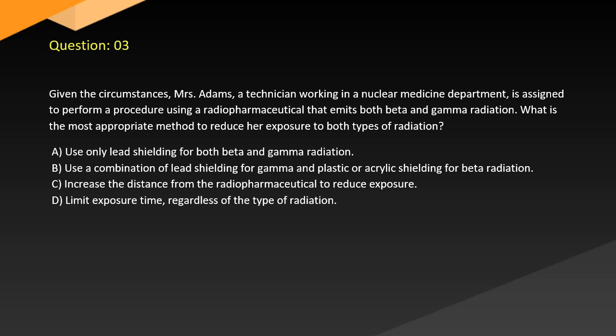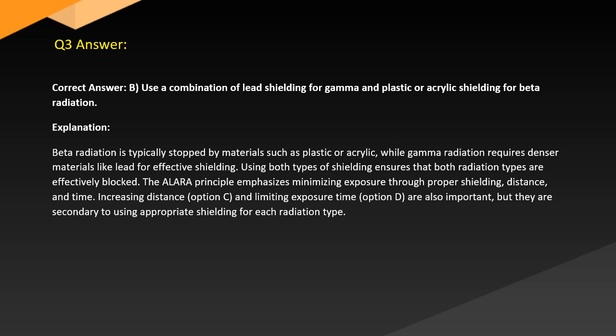A. Use only lead shielding for both beta and gamma radiation. B. Use a combination of lead shielding for gamma and plastic or acrylic shielding for beta radiation. C. Increase the distance from the radiopharmaceutical to reduce exposure. D. Limit exposure time, regardless of the type of radiation. Answer. Correct answer: B. Use a combination of lead shielding for gamma and plastic or acrylic shielding for beta radiation.